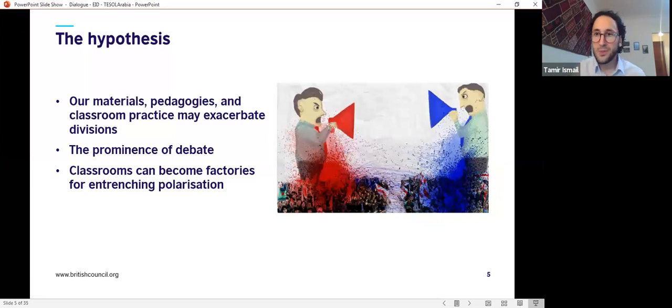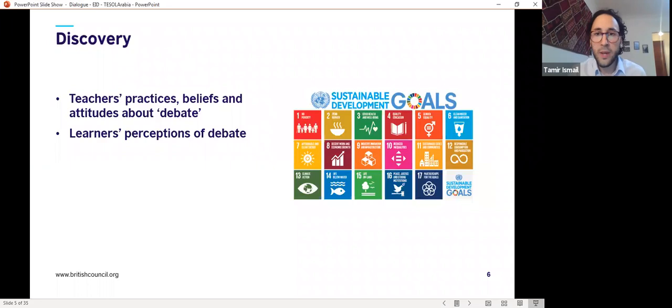We've also developed this hypothesis that debate is prominent in our ELT materials and curricula and practice as well, and that perhaps some of that debate might be further entrenching the polarization that we are experiencing. And so we entered a period of discovery where we investigated and explored a range of different teachers' practices, beliefs, and attitudes around debate, but crucially also thinking about the perceptions of debate from the student's perspective.